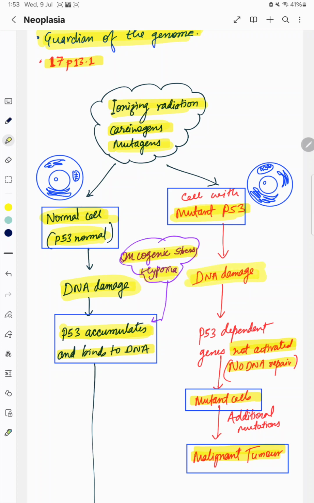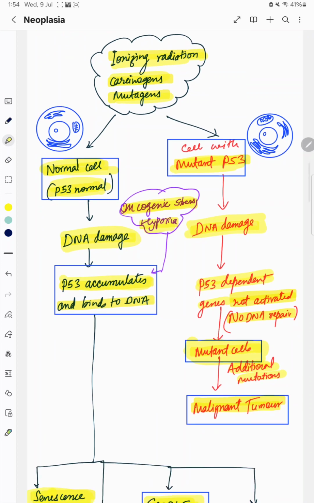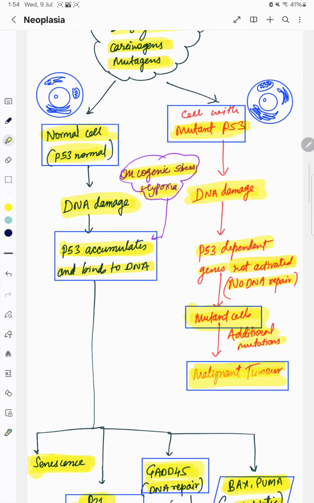But cells with mutated P53, if such cells are exposed to ionizing radiation, carcinogen and mutagen, do not have normally functioning P53. So these cells accumulate DNA damage. P53 dependent genes are not activated because of the mutant P53, and in the mutant cell there will be accumulation of damaged DNA, which on additional mutation transforms into a malignant tumor.